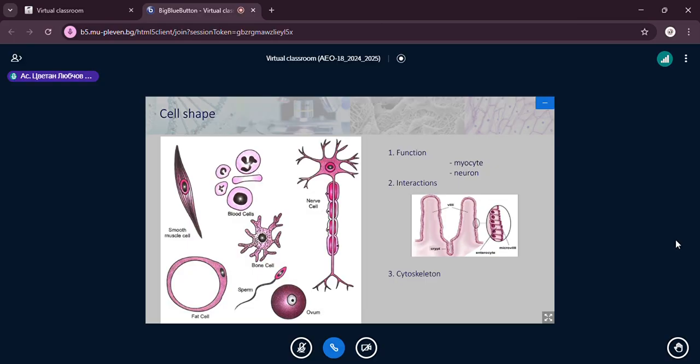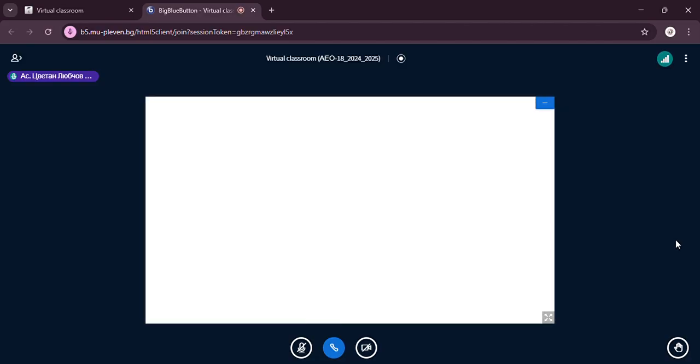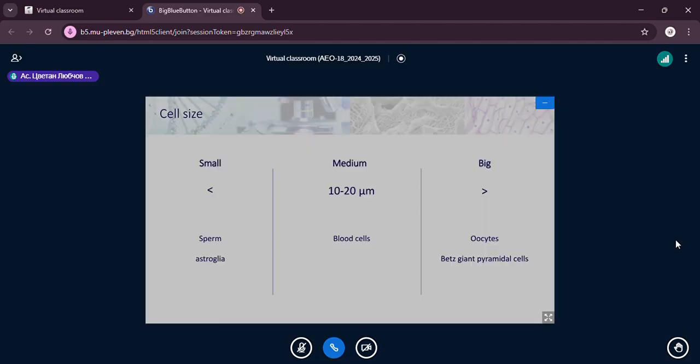Now, continuing on. Besides cell shape, we also have cell size as a morphology. As I said before, this is the volume which the cell occupies, guys. Normally, cells fit in this medium range of 10 to 20 micrometers. But there are some small cells, which you're going to see here, which are less than 10 micrometers. Such cells are sperm cells, astrocytes, erythrocytes.